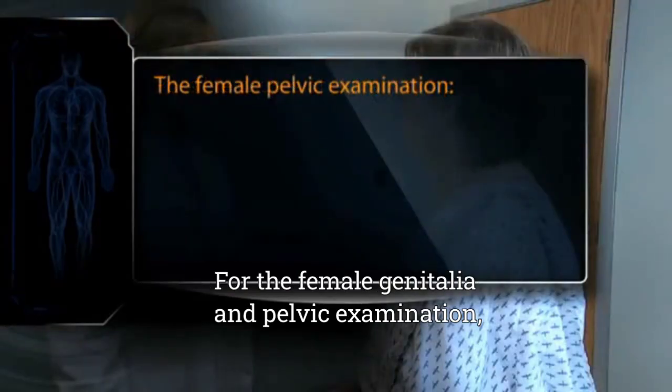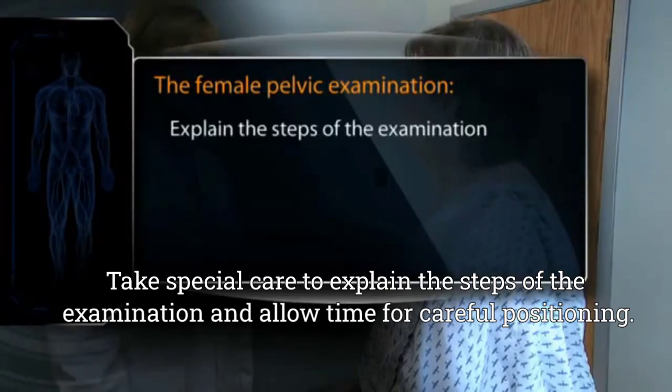For the female genitalia and pelvic examination, take special care to explain the steps of the examination and allow time for careful positioning.